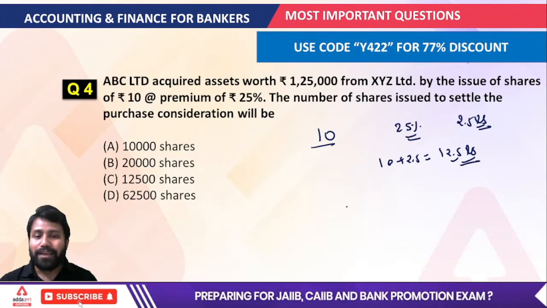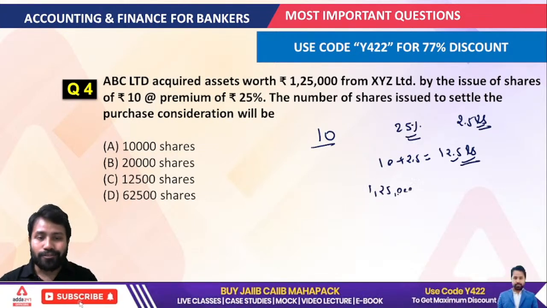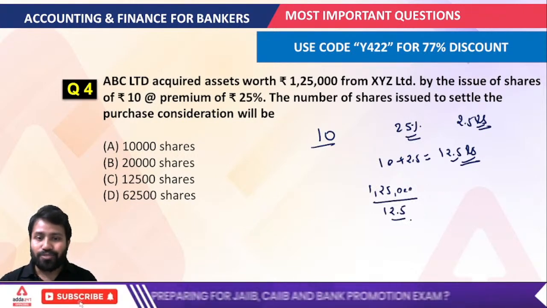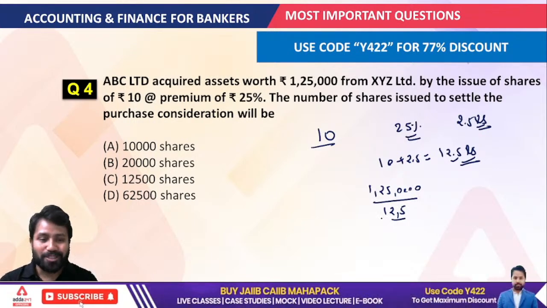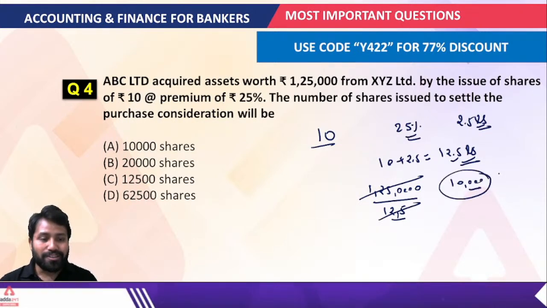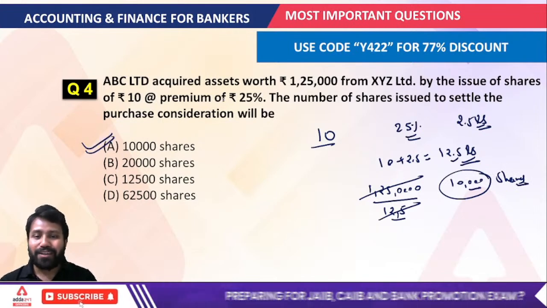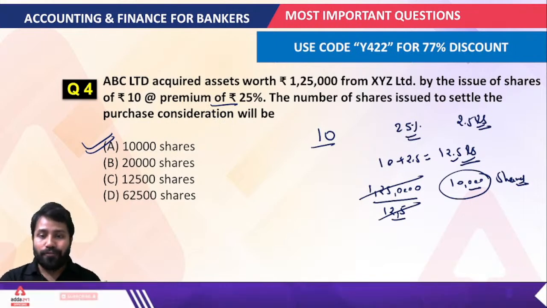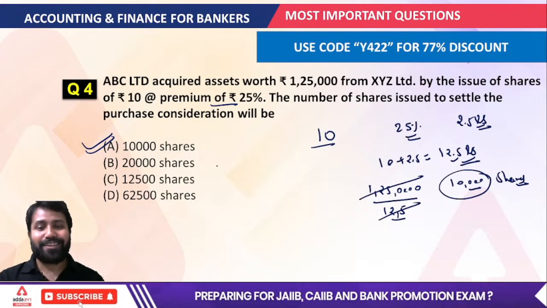Now how many shares can the company issue? The total value given is 1,25,000, divided by 12.5 rupees, and this cancels out, so you will get 10,000 shares. That would be your answer for this question. Remember, every time the premium percentage is given, it is applicable on the face value of the share. I'm hoping that you are understanding that. Right. Next question.